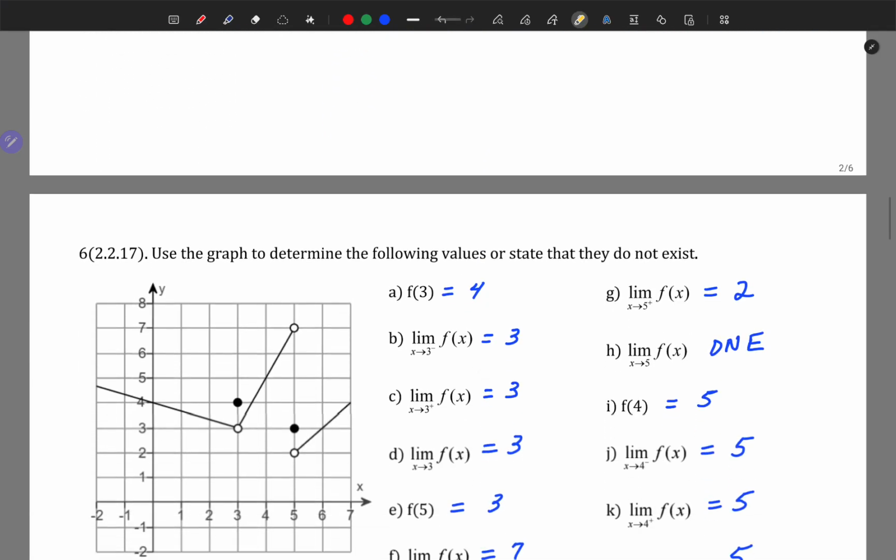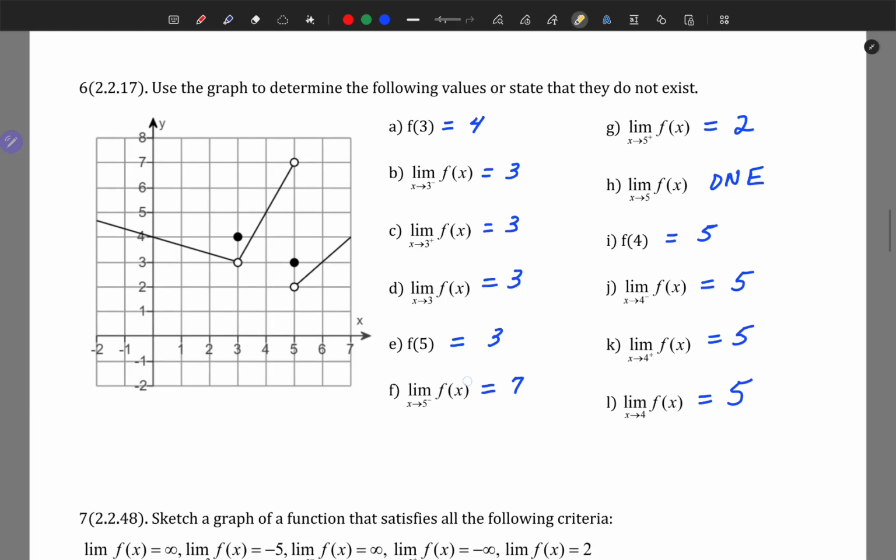Okay, up next, this is the problem where I'm having you look at a graph and answer questions about functions, functional notation and limits given that graph. So in this one, it starts off f of 3. Well, f of 3, the function's value at 3 up here is defined to be 4. That's where that came from.